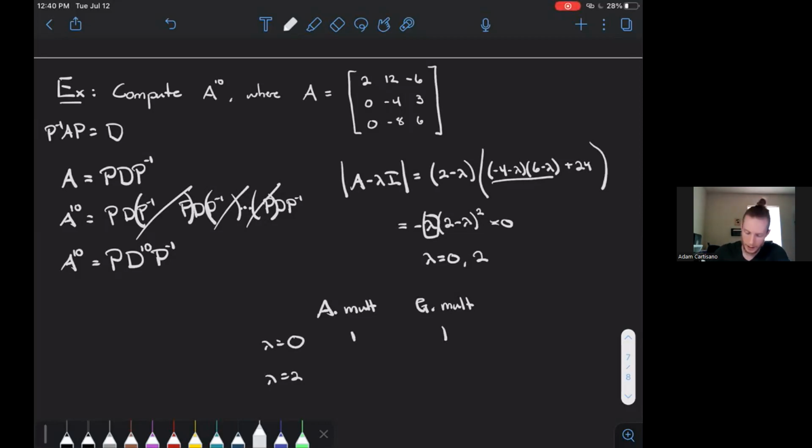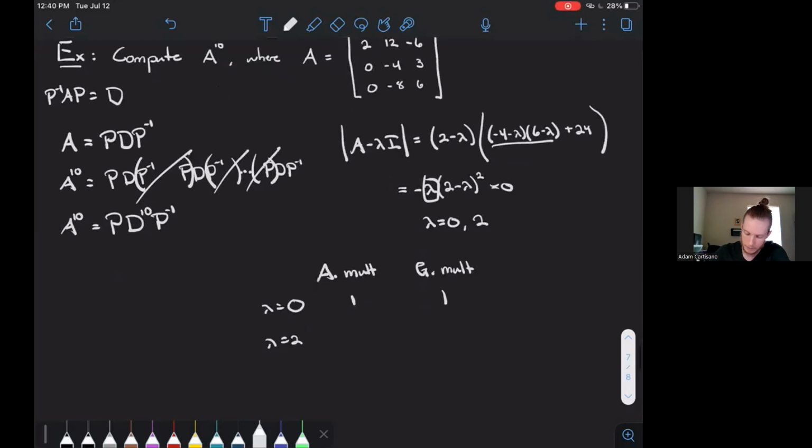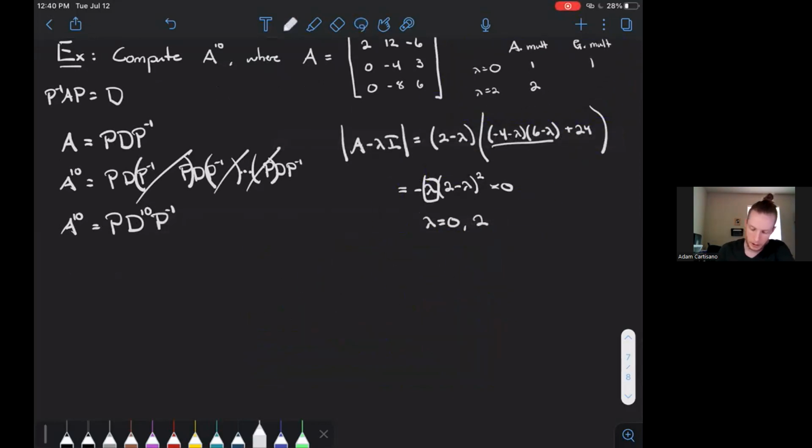It's 1. The algebraic multiplicity of lambda equals 2 is 2. The geometric multiplicity, we don't know yet. We have to go and compute an eigenspace. I'm just going to put that off to the side for now. Okay.